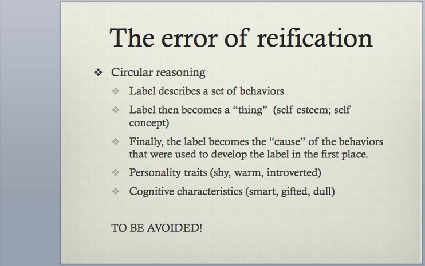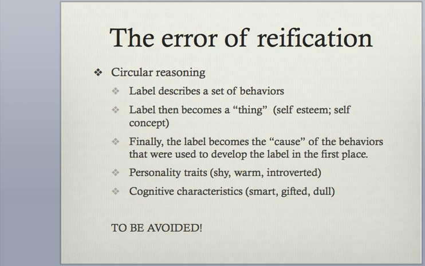Other examples are things like self-esteem. Do you have a good self-esteem or do you have low self-esteem? Self-esteem is not a thing. It's a label for behaviors. Self-concept, the ability to recognize yourself in a mirror, or the realization that you are an entity. And that becomes a thing. Self-concept is something that's supposed to grow in children so that they have this idea of a self-concept by the time they're 2 or 3 years old. And then finally, this label becomes the cause of the problem behaviors that were used to develop the label in the first place.